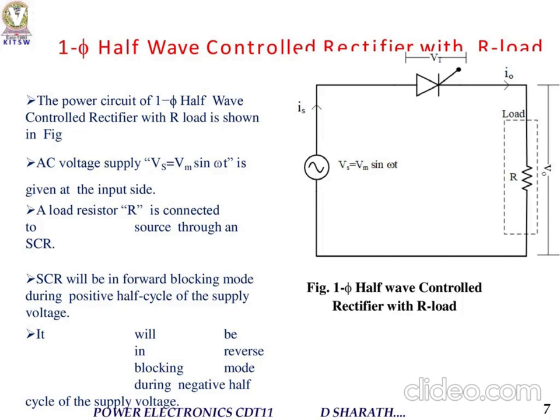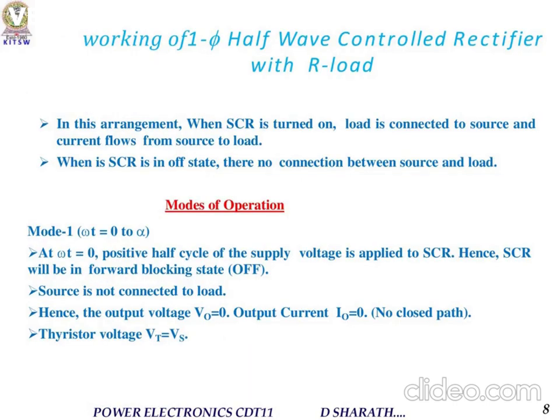This is the circuit diagram of the rectifier. We are giving the sinusoidal supply, that is Vs equals Vm sin omega t. The thyristor is used and there is a resistive load. The current flowing through the load is I naught and the voltage appearing across the load is V naught. The SCR is forward biased during the positive half cycle of the supply voltage. When the SCR is turned on, the load is connected to the source and current flows from the SCR to the load. When the SCR is in the off state, there is no connection between source and load.